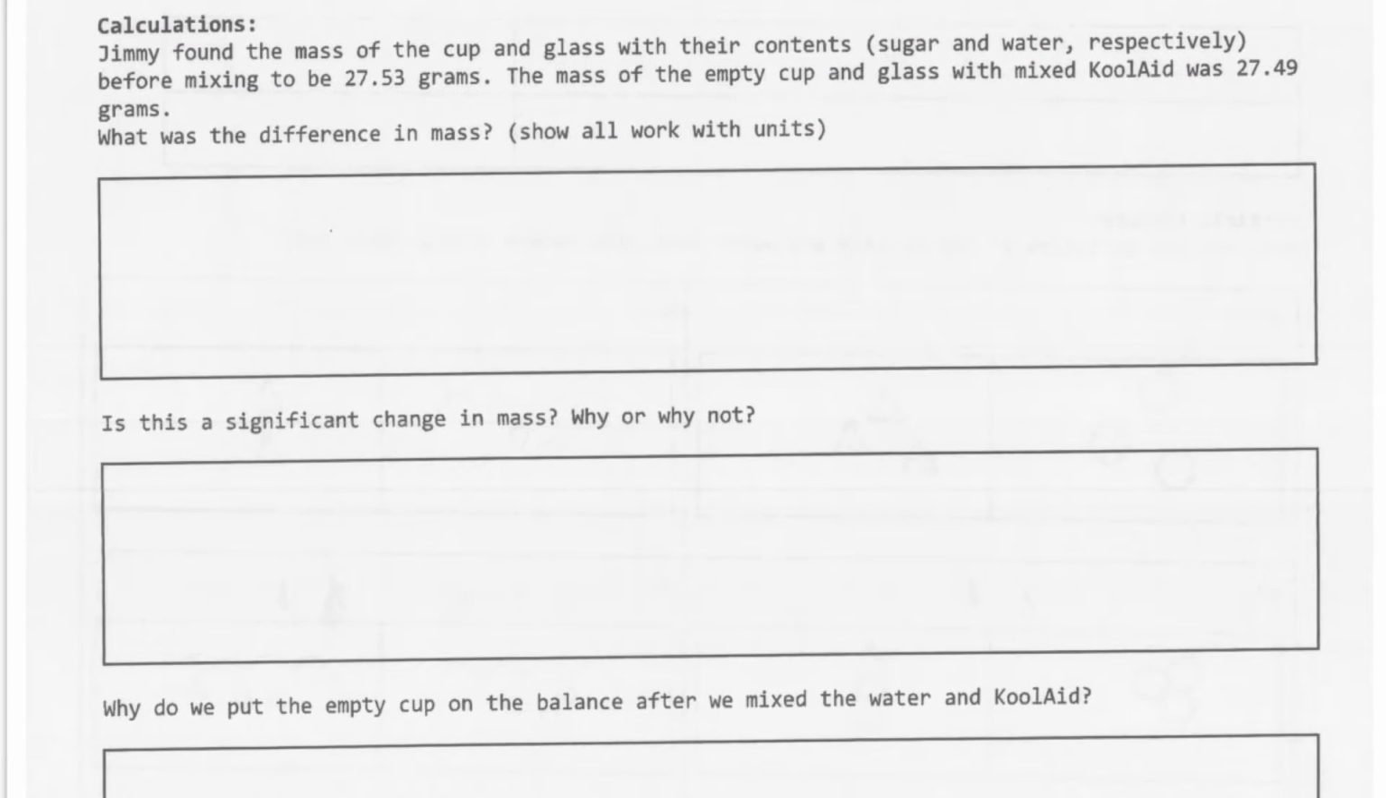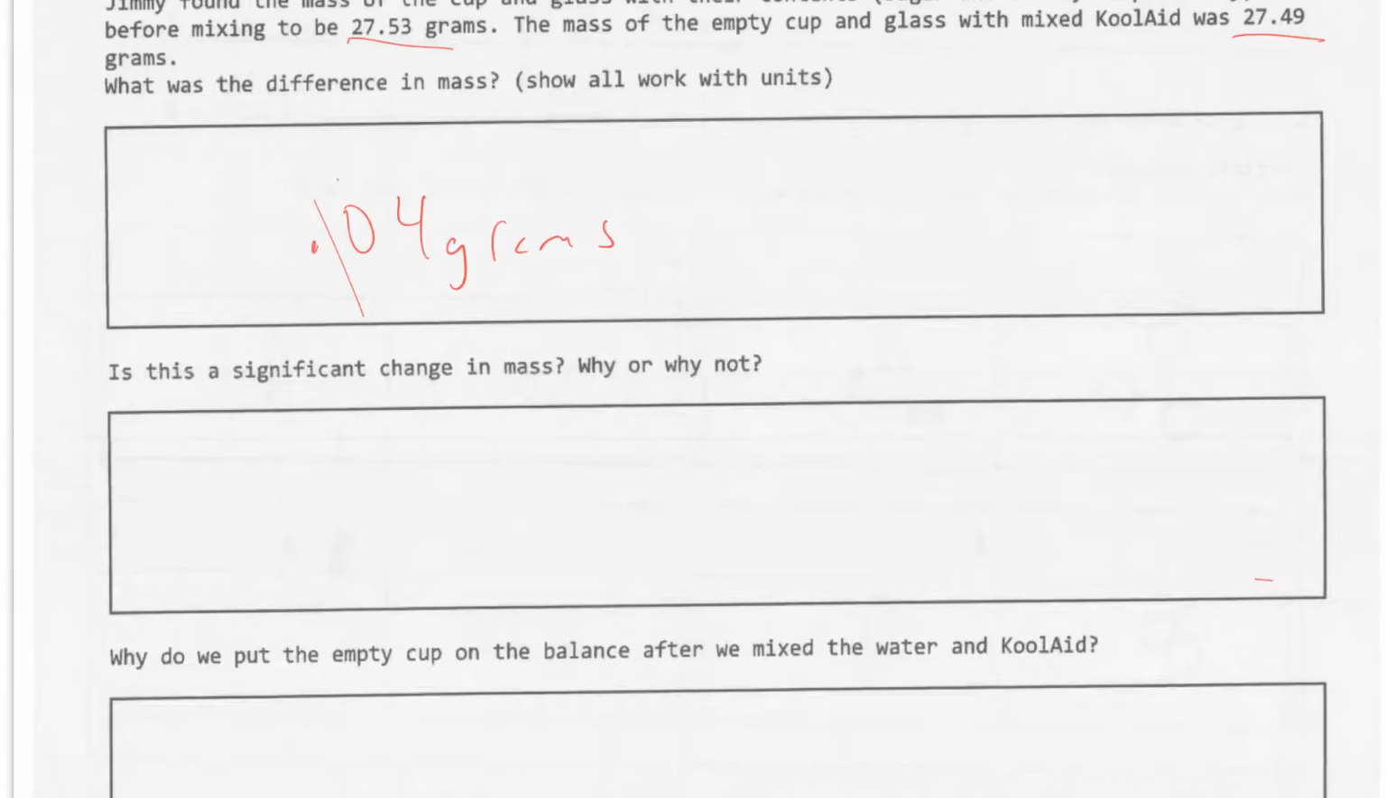Okay, Jimmy found the mass of the cup and the glass and their contents before mixing to be 27.53 grams, and then it was 27.49 grams. So what's the difference in mass? 0.04 grams, right? And then you guys would show work, obviously. Is there a significant change in mass?